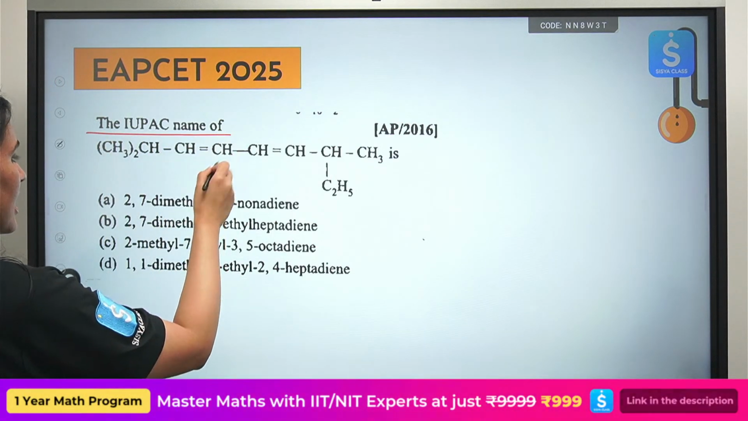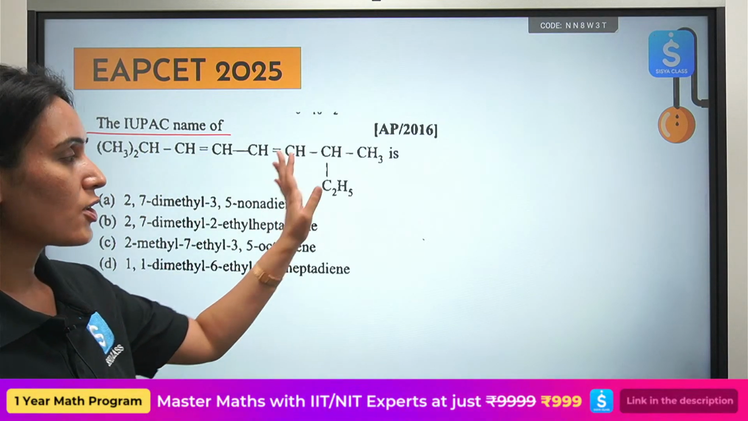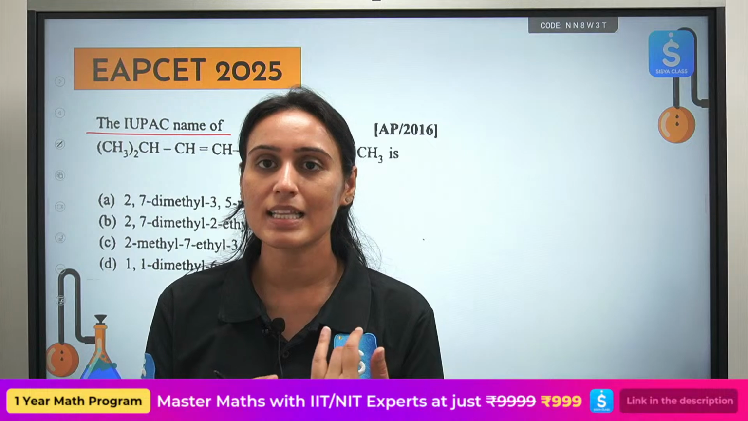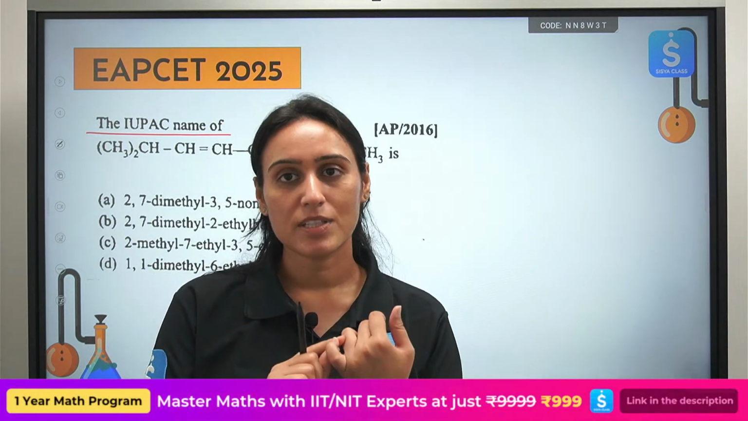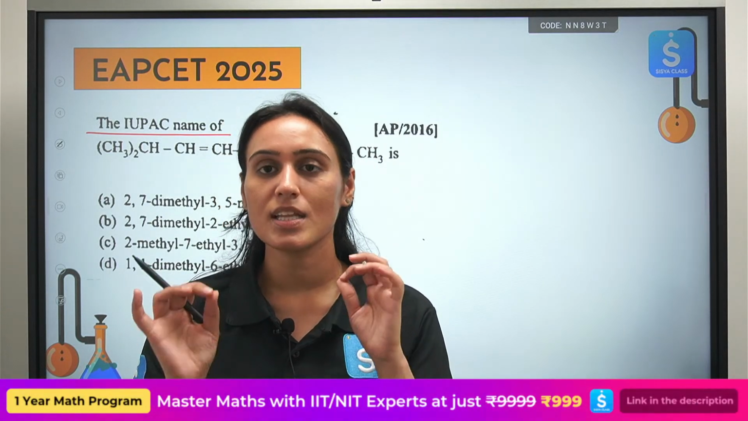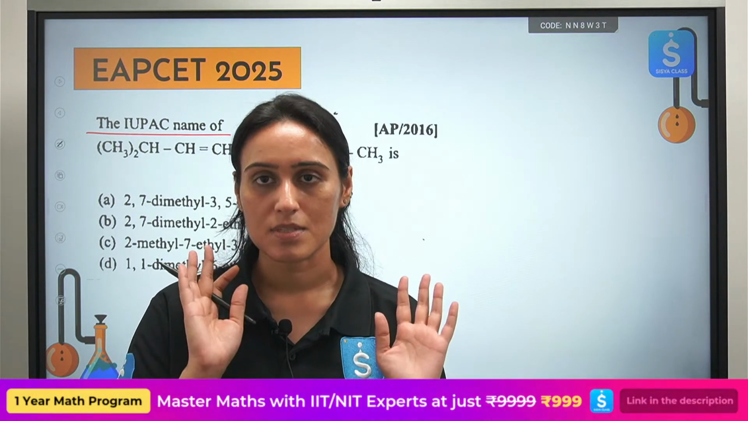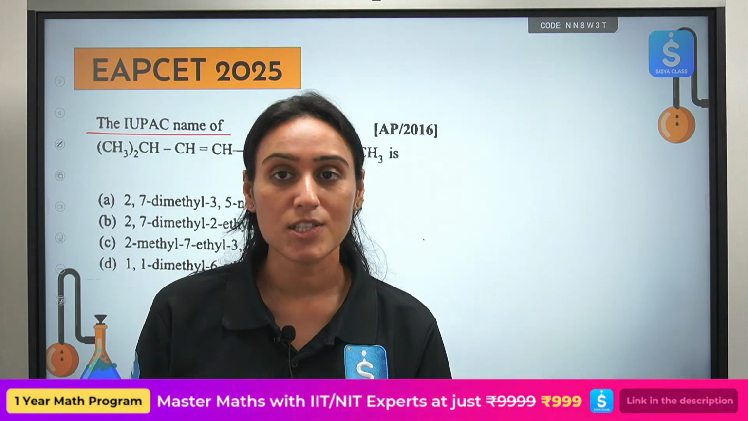The IUPAC name of this compound is... How do we write the IUPAC name of a compound? First, we will select the main carbon chain. How do we select the main carbon chain? My main carbon chain must have the maximum number of carbon atoms. Great. This is the case for a saturated compound.